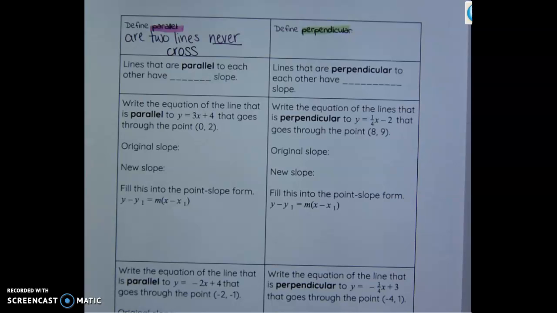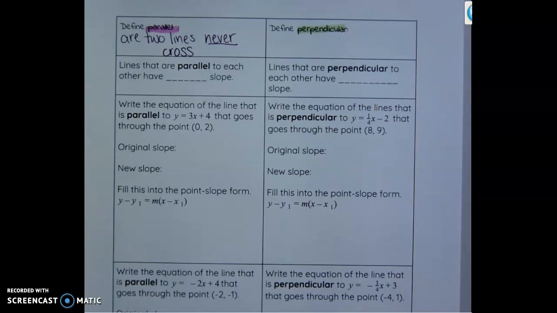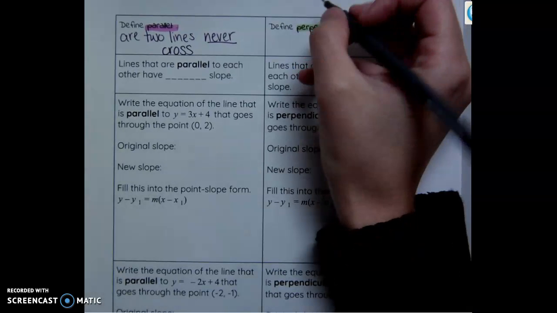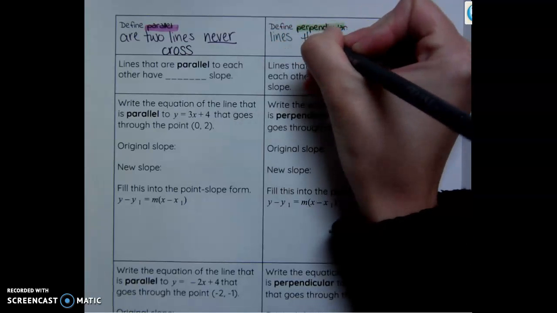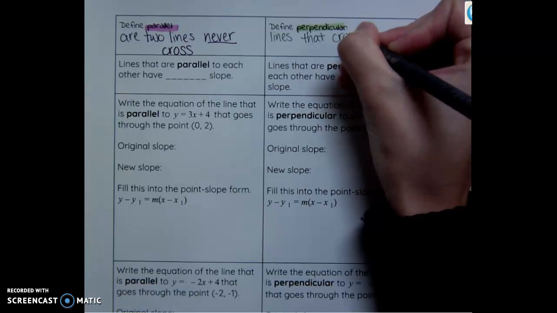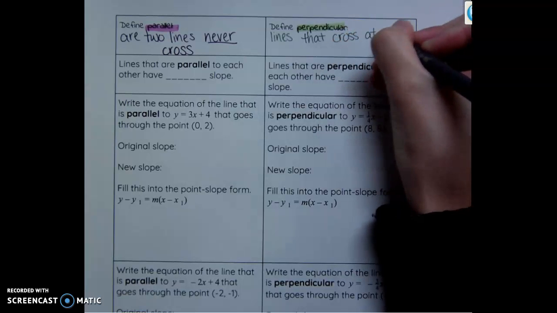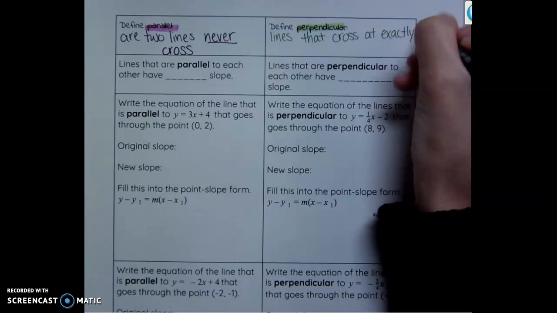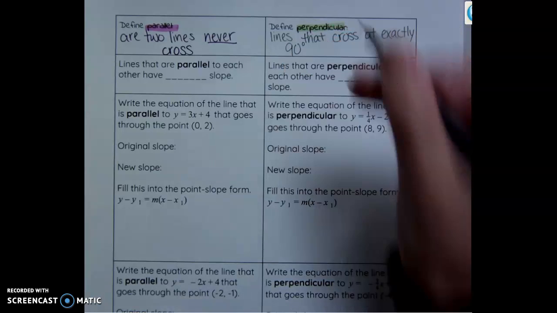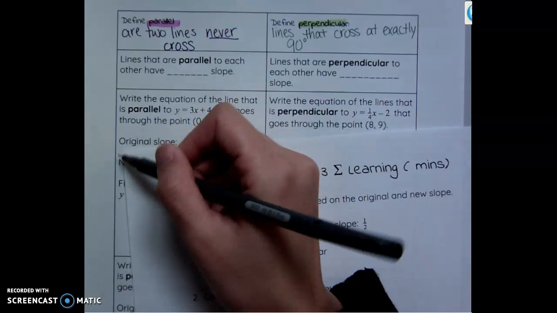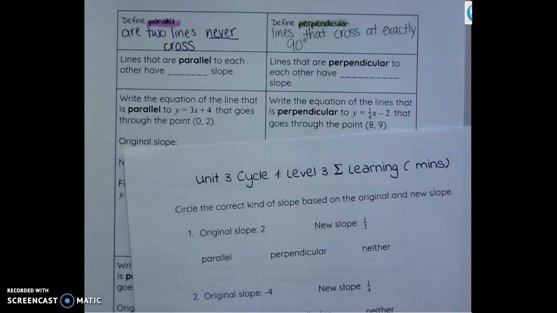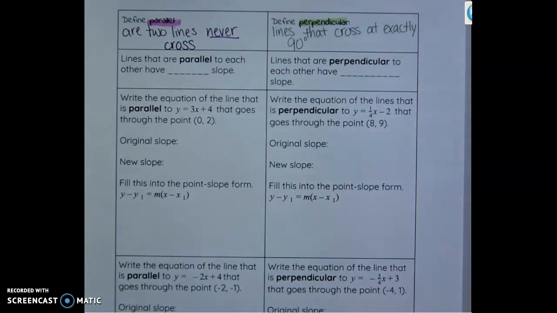These are lines that do cross. However, they have to cross in a special way. Perpendicular lines cross at exactly 90 degrees. Okay, that is a right angle. So if you ever need to know if something is a right angle or not, I always put my paper up to it because I know that that's 90 degrees. If it's smaller than that or bigger than that, it is not a right angle.